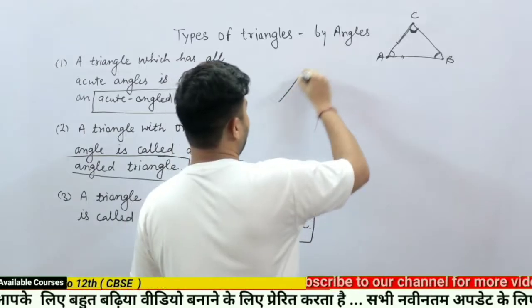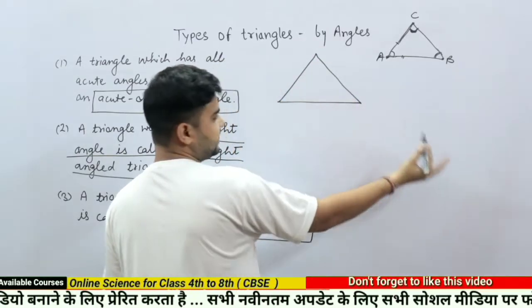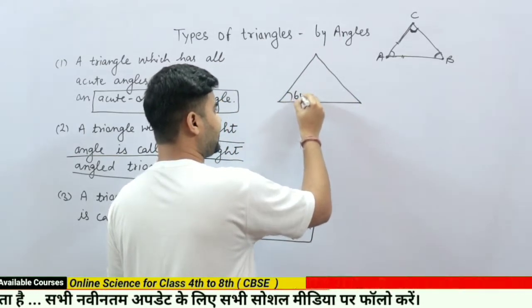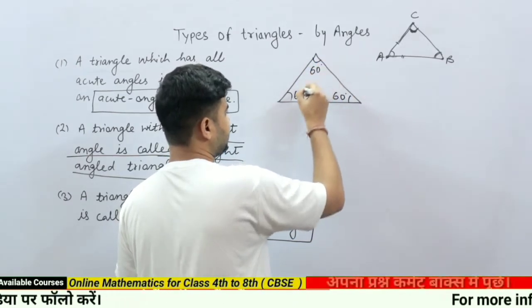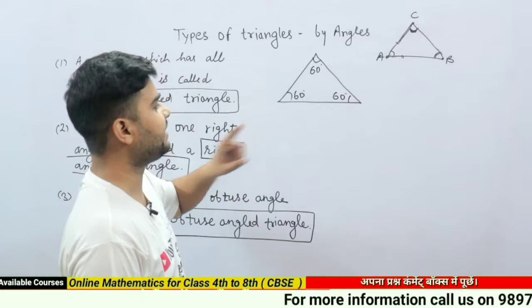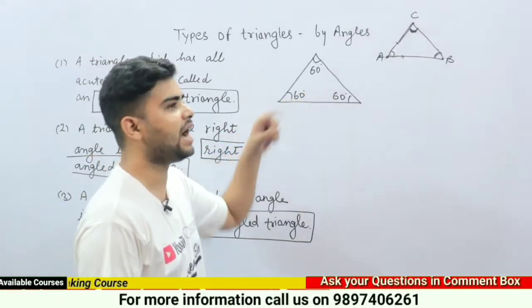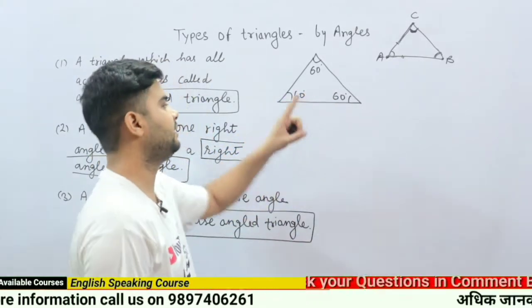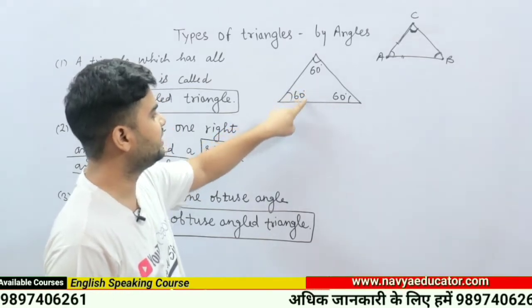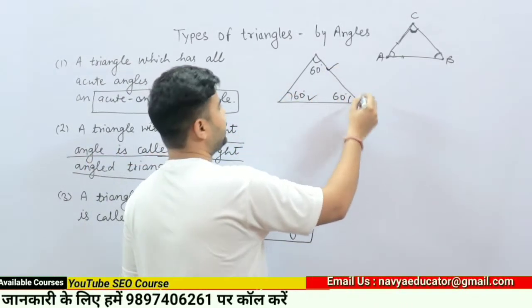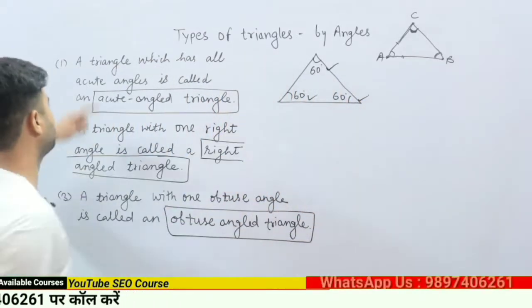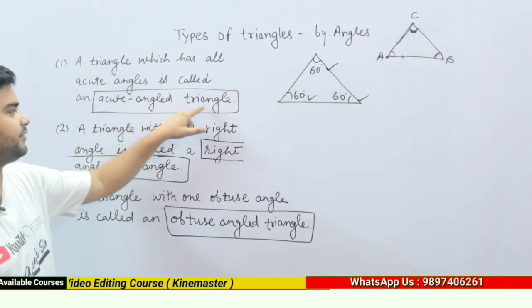So I am making here an acute angle triangle. This is the best example. This angle is 60 degrees, this angle is 60 degrees, this angle is 60. You can see that all the angles are less than 90. It means these angles are acute. So all angles are acute. That's why this triangle is called an acute angled triangle.